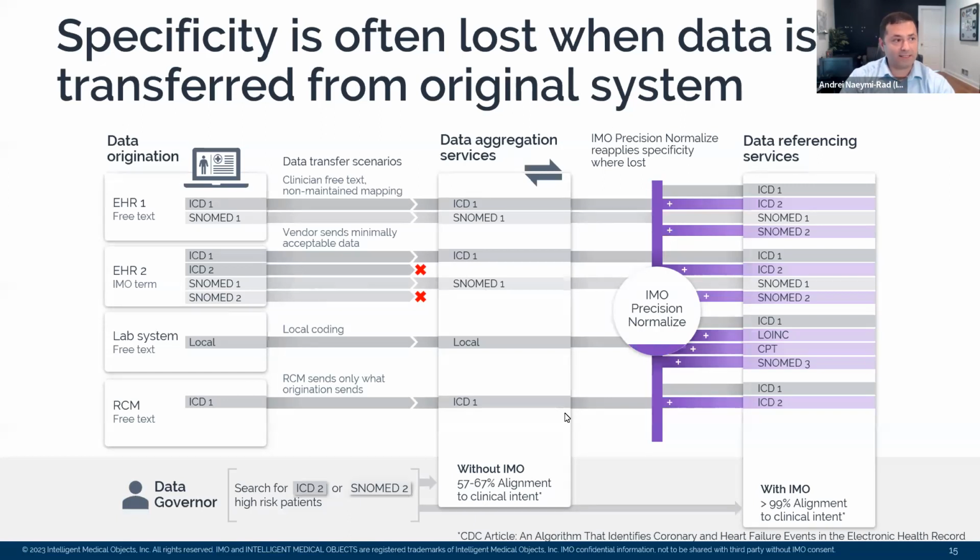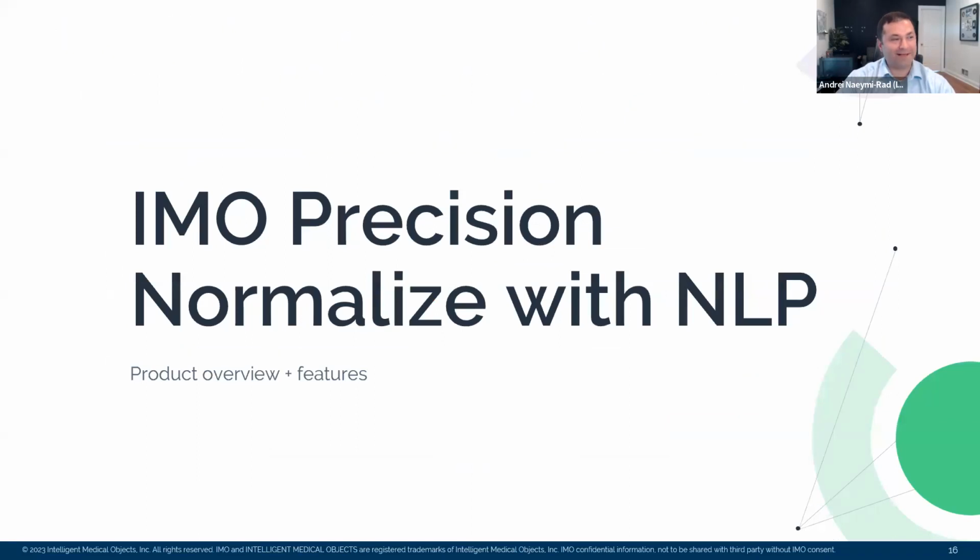CDC actually did a case study on IMO in this kind of ecosystem of recolorizing for specificity and accuracy on patient populations. Without IMO, they realized that for coronary artery disease and heart failure events, you can probably find patients about 57 to 60% accuracy. But with IMO, there is greater than 99% accuracy on it. So don't take our word on it. Somebody else loves doing studies on IMO. We'd love to do the Pepsi challenge with anybody else who's interested too. So now with that in mind, I'll pass it off to my colleague, Akash.